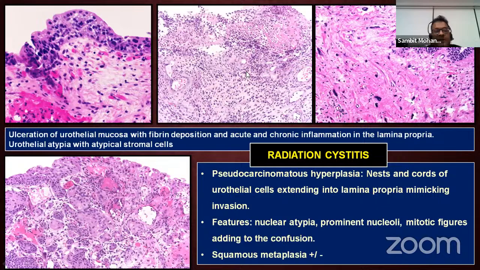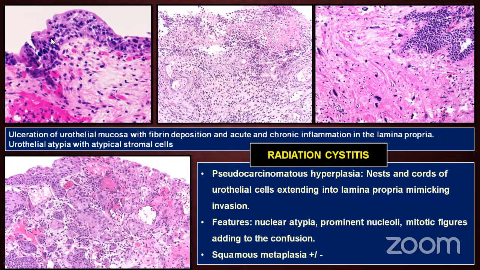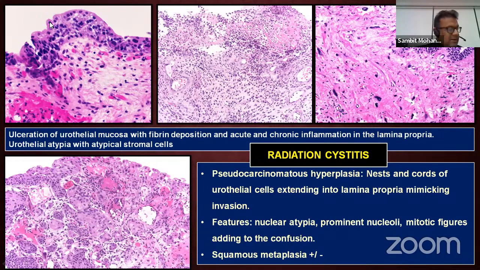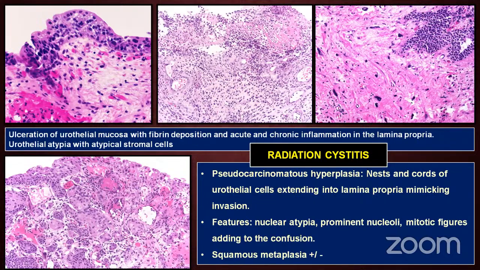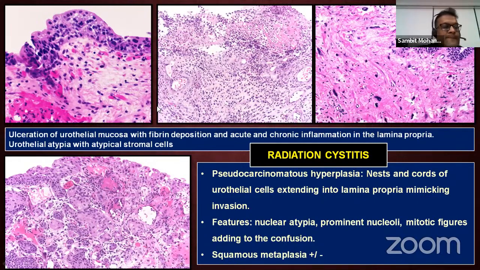Okay, so what is happening in this? If you take a very casual look, what you see there is some denudation of the lining and a lot of nuclei. The urothelial layering is actually not evident. So if you see here, you have these multi-layered cells.